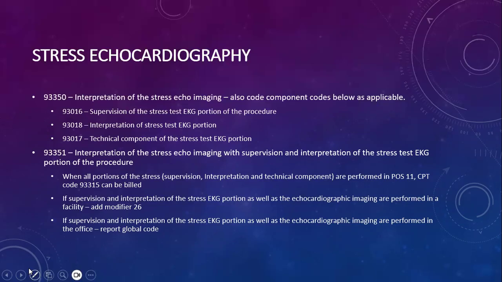So if they documented the supervision portion of the stress test, you can bill the 93016 with the 93350. You can bill 93018 for the interpretation of the stress test, or the 93017 for the technical component if they own the equipment. Remember, typically in a professional fee setting in the hospital, you're almost never going to get your 93017. You're only going to get your 016 or your 018 or both, depending on documentation. Now, with 93351, this is the interpretation of the stress echo with supervision and interpretation of the stress test. So this is like your all-encompassing code.